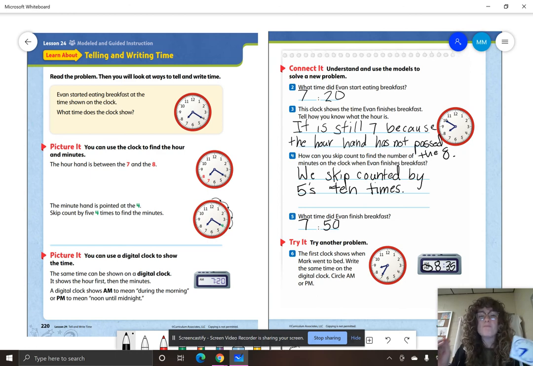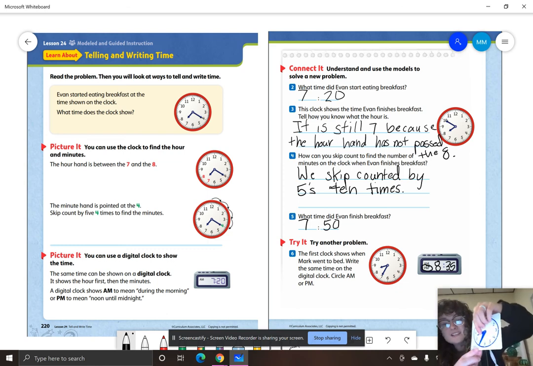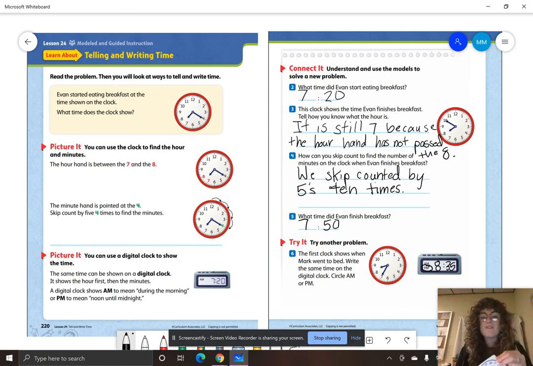Remember, Smarties, the most important thing I want you to remember, if that hour hand is between two numbers, always go back to that smaller number. We're getting closer to 9 o'clock, but we are still in the 8th hour. And with our minute hand, if our minute hand is on a number, it's not 8:7, it's 8:35. We skip count by fives.